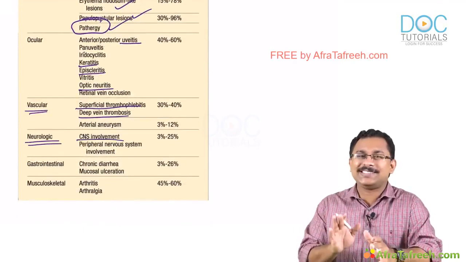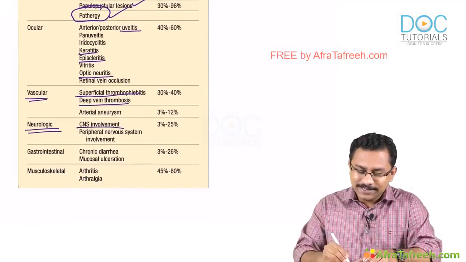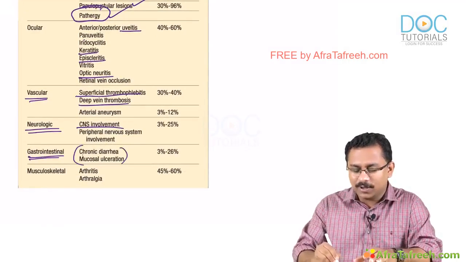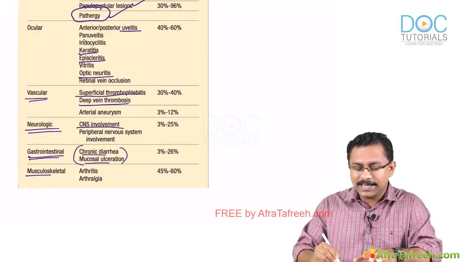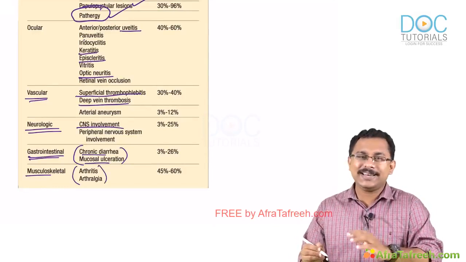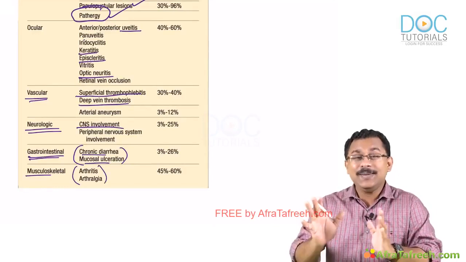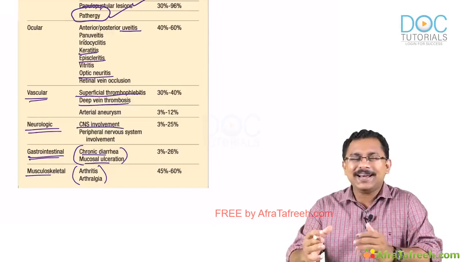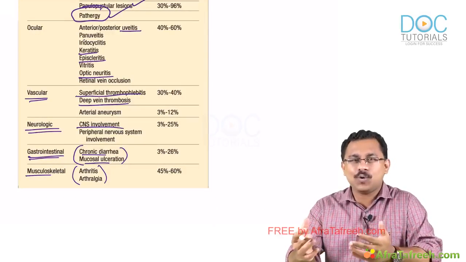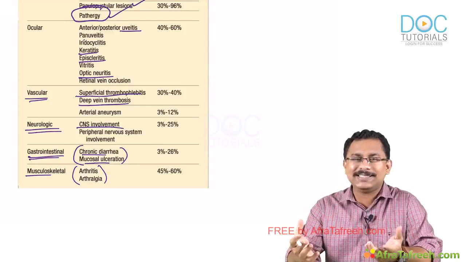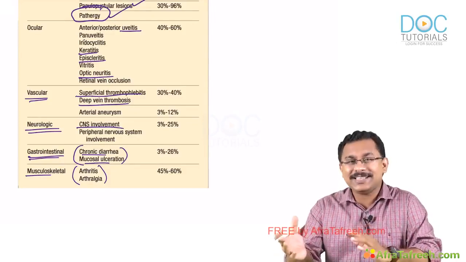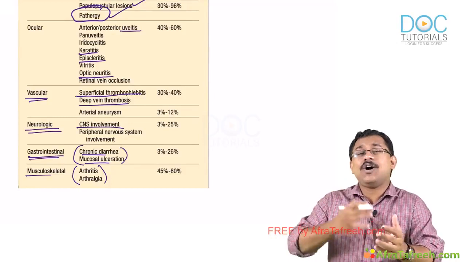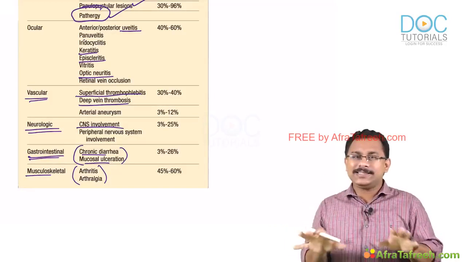I told you CNS, especially the brainstem. GI involvement, sometimes with chronic diarrhea and mucosal ulcerations. And yes, they can also have arthritis and arthralgia. So these are the important clinical features of Behçet's disease. But most important are the mucocutaneous, ocular and neuro-Behçet's manifestations, and also the venous affection, the venous thrombosis, because all these can translate to clinical scenarios.